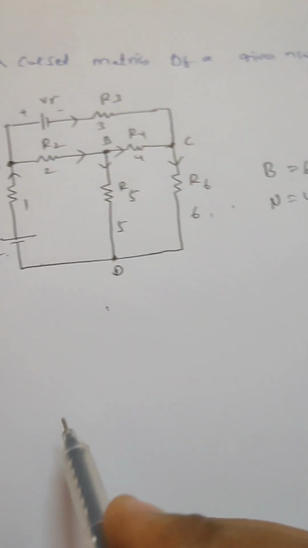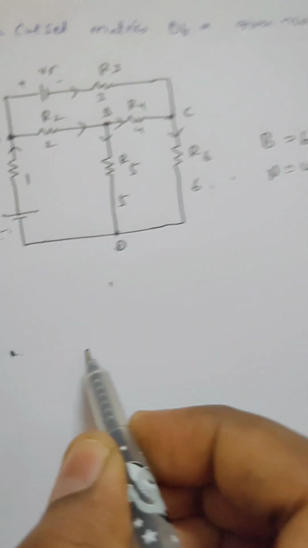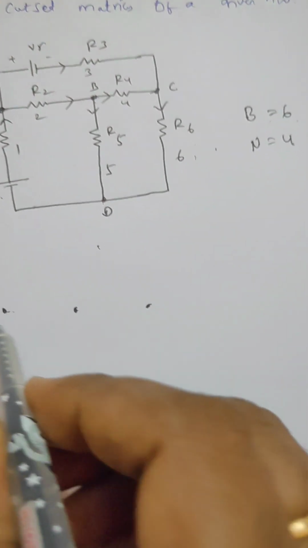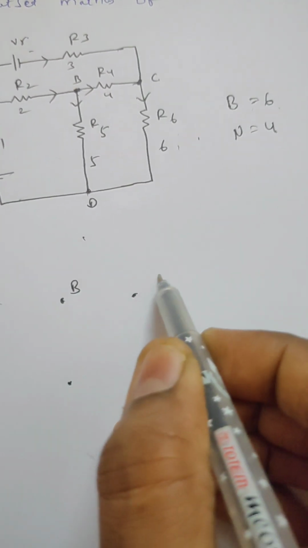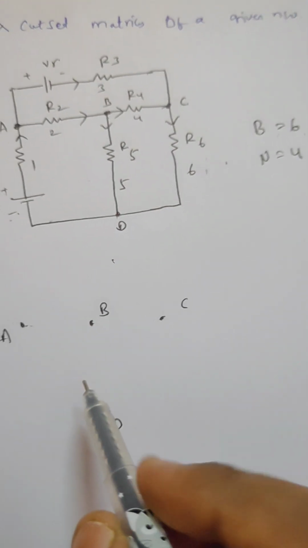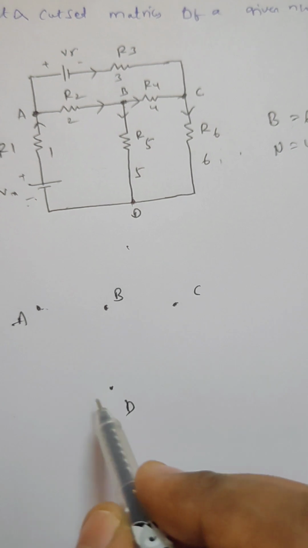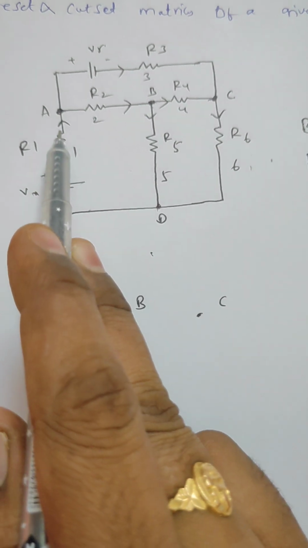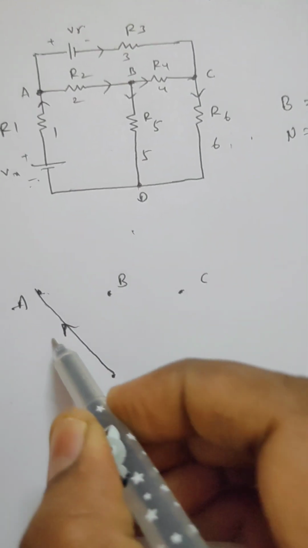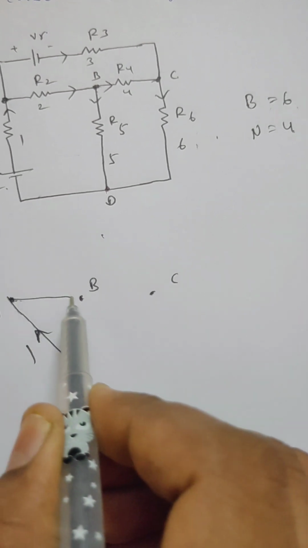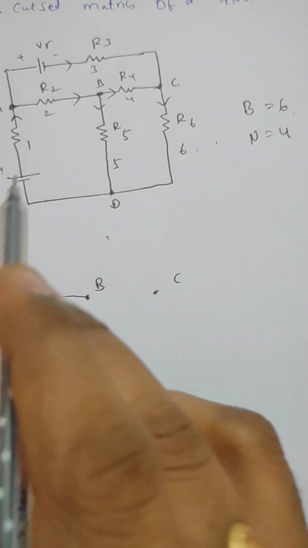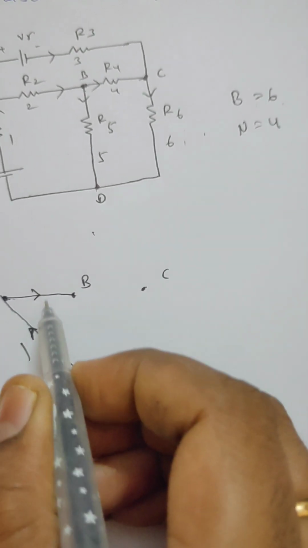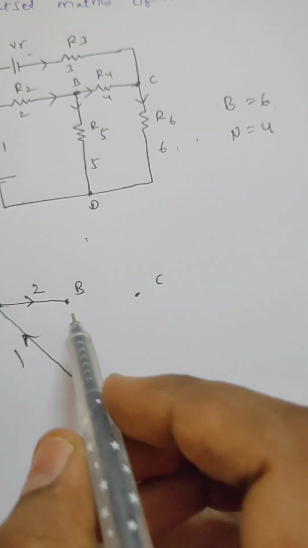So first of all, identify the number of nodes. So this is the equivalent network graph. Name the nodes as A, B, C, D. From A to D only one connection is there, because we are making this voltage source short circuited, and here the current direction is given upwards. So this is branch 1. Similarly, A to B is another resistor. We replace that resistor R2 with a simple line segment, the current direction is given towards node B, and we make this branch 2.